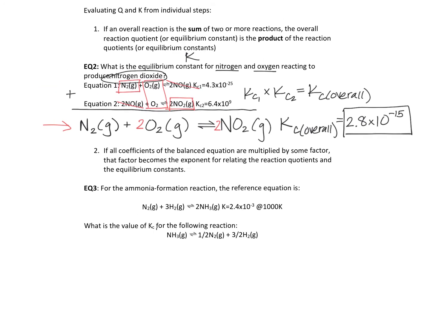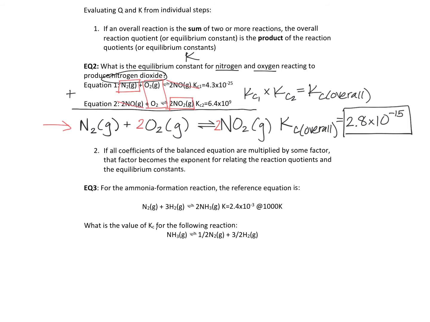So, previous problem we said that if we add 2 equations together, that's the same thing as multiplying their K values or their Q's. All right, for number 2, if I actually multiply the coefficients of a balanced reaction, I'm essentially taking that factor and it becomes the exponent for determining the new Q or K value. Okay, like I said before, this is going to make a lot more sense when we actually do the problem.